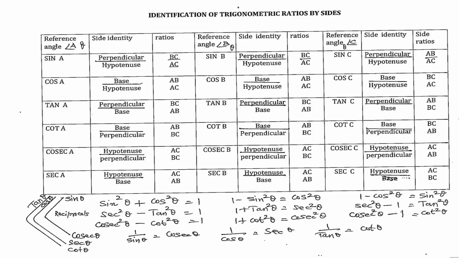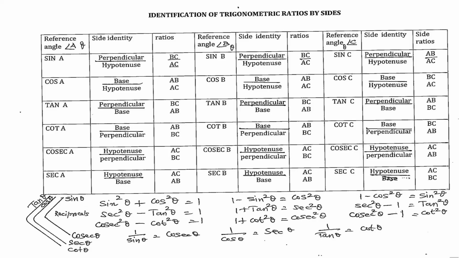Now perpendicular by hypotenuse, sin A is BC by AC, sin B is also BC by AC. Sin C changes to AB by AC. Similarly, cos A is AB by AC. Cos B is AB by AC. Cos C is BC by AC. Then tan A is BC by AB. Tan B is BC by AB. Tan C is AB by BC.